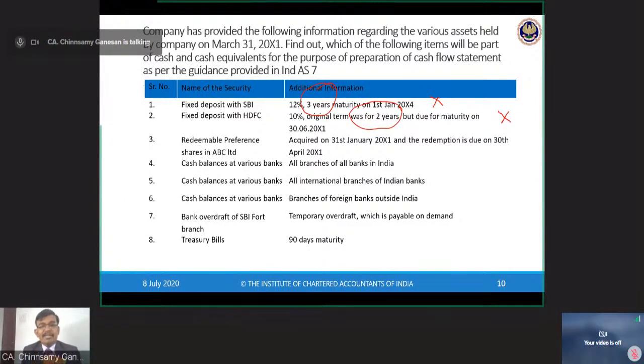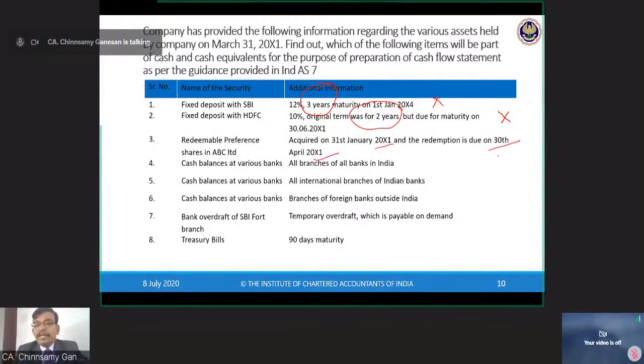Redeemable preference shares in ABC Limited, acquired in January 20X1 and due on 30th April. Okay. So what is the characteristic of redeemable preference shares? Whatever I have invested, I will get the money back. Whatever the contracted amount, I know pretty well that I am going to get it. So we come to the categories. The first category is it should be short term. What is short term? It should be 3 months at the time of acquisition. Acquired in January 20X1 and due on 30th April, so February, March, April. Within 3 months or less, it is expected to get realized at the time of acquisition itself.